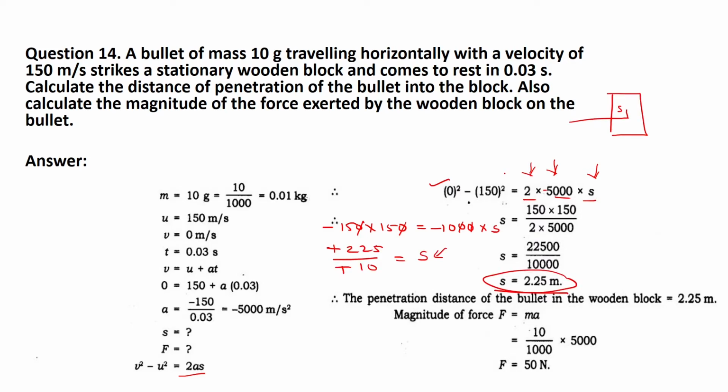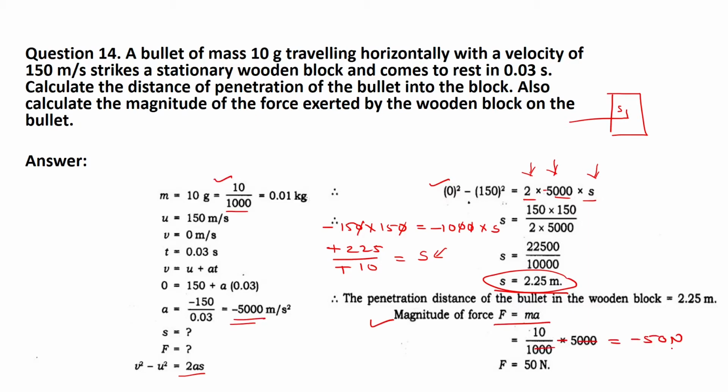Now we have to find the magnitude of the force. Force is simply mass multiplied by acceleration. So mass is given as 10 divided by 1000 kg, that is 0.01. So 10 divided by 1000 into acceleration. The acceleration we have calculated is equal to minus 5000. So I will use here minus 5000. This 3 zeros get cancelled. Minus 5 into 10, minus 50 Newton.